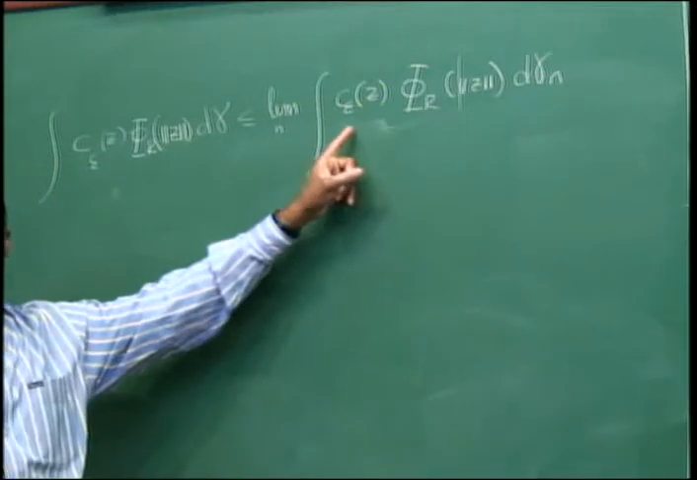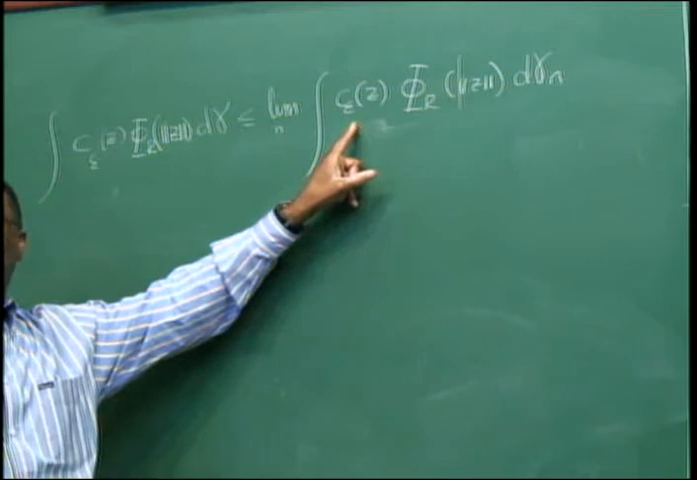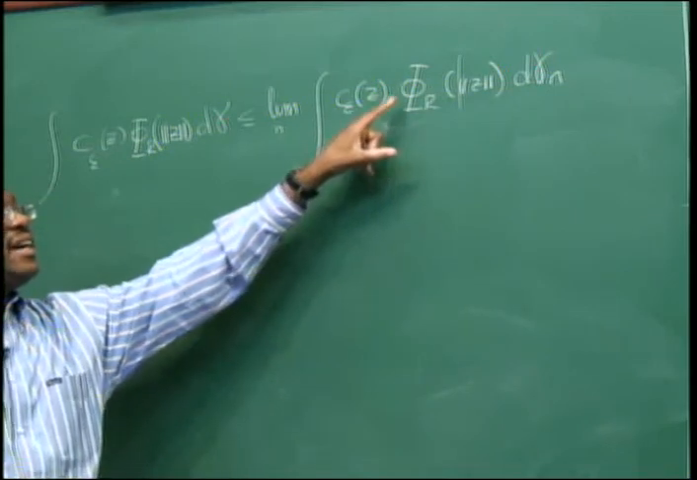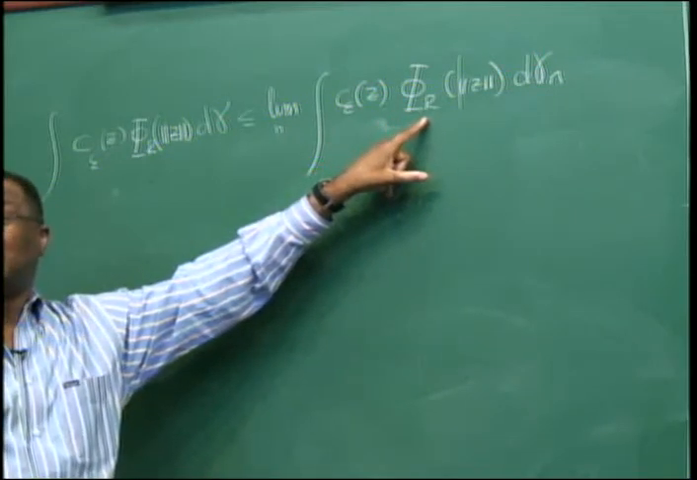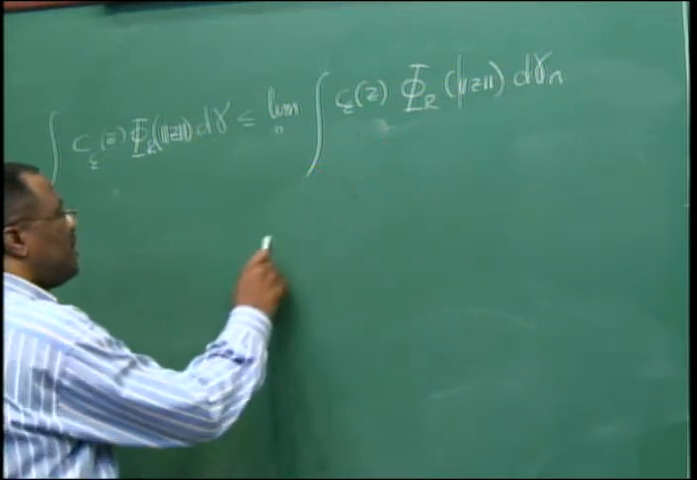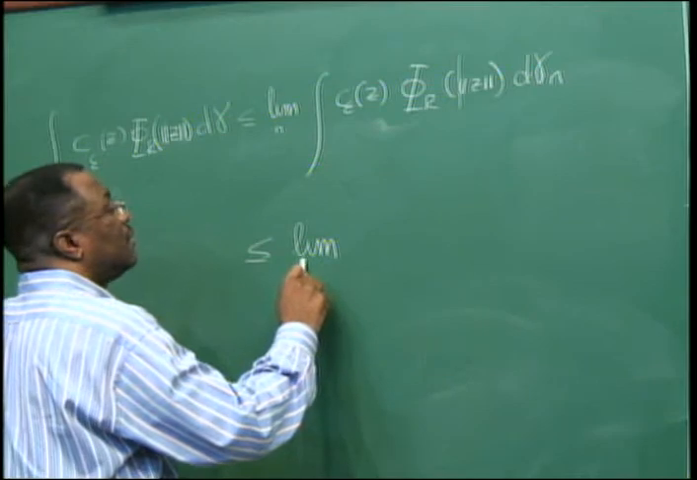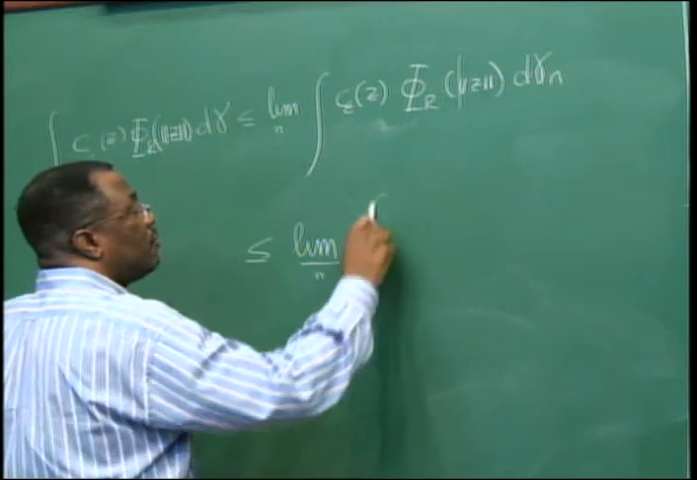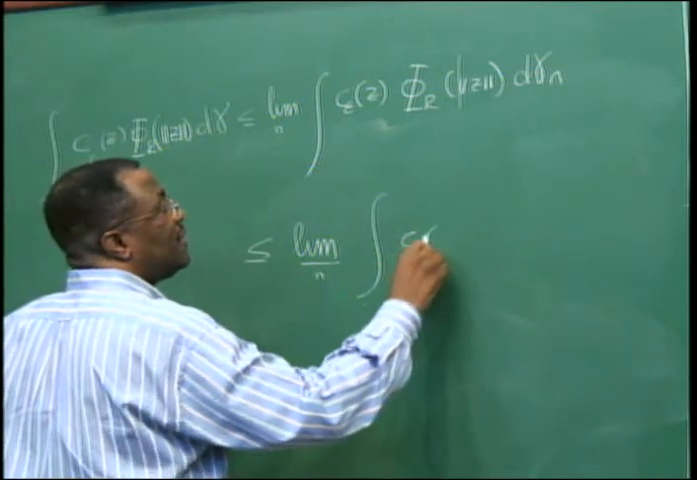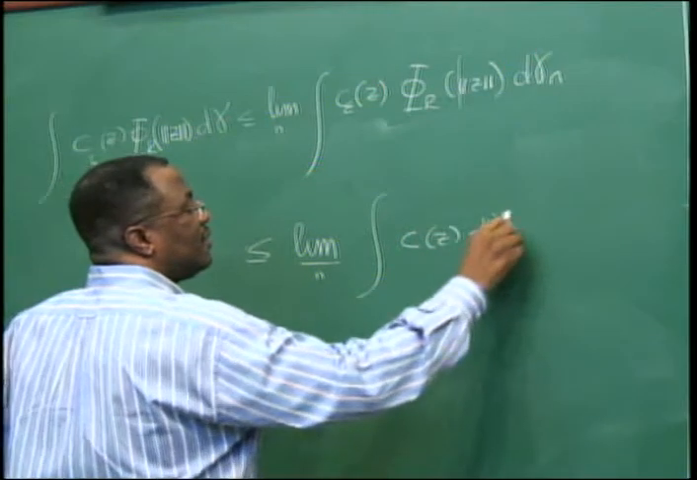But let us not forget that C epsilon is smaller than C. And phi r is less than or equal to 1. So this is less than the lim inf of the integral of C of Z d gamma n.